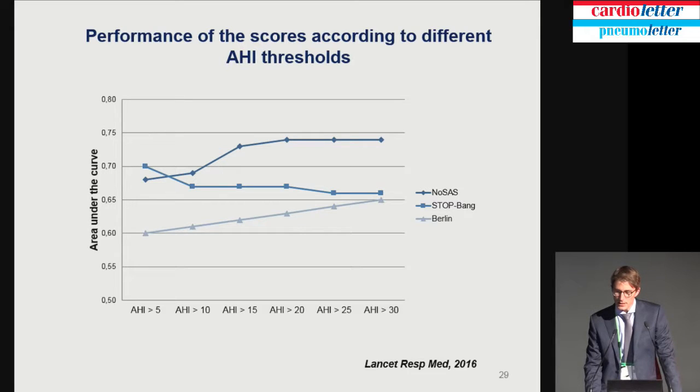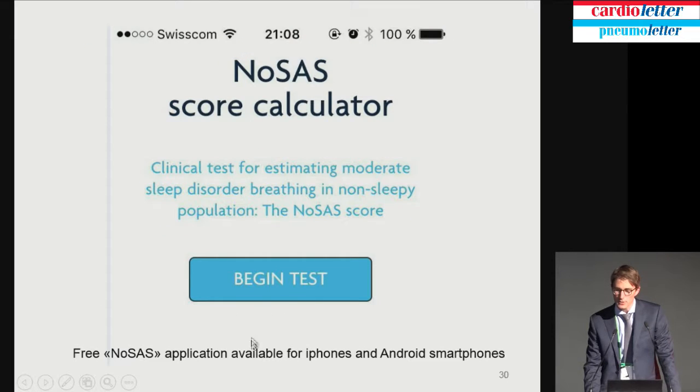If we take different thresholds to define sleep apnea, you see here moderate to severe and severe. Only for an AHI of 5, which not many people use now, the STOP-Bang is better than the NOSAS, but if you take 10 or more, then the NOSAS is better. So for those who want to use it, there is an app for iPhone or for Android also. It is completely free. You can use it, and it's very easy to calculate.